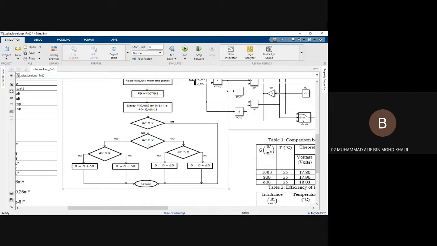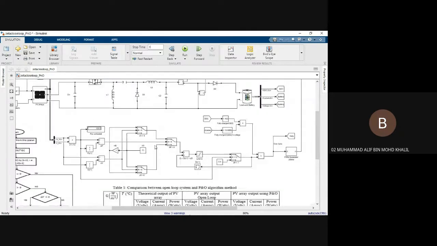If the delta P is less than 0, then we're also gonna see the delta V. If the delta V is less than 0, we subtract delta D from the old duty cycle. And if it's greater than 0, we add the delta D. So basically it's just the difference in the mathematical operation.